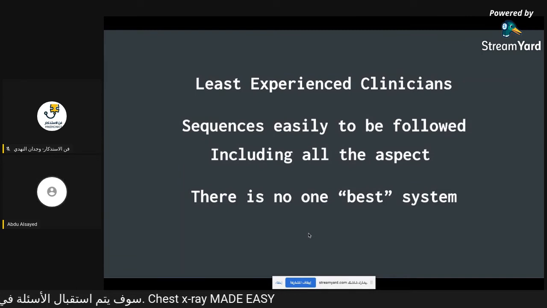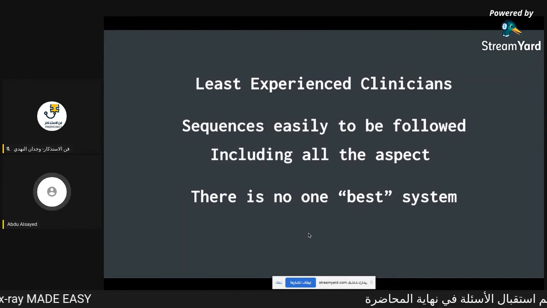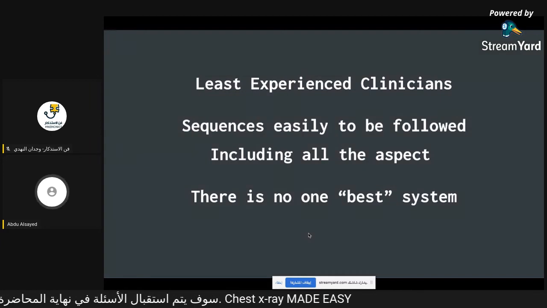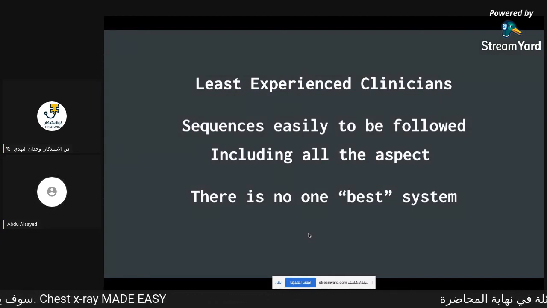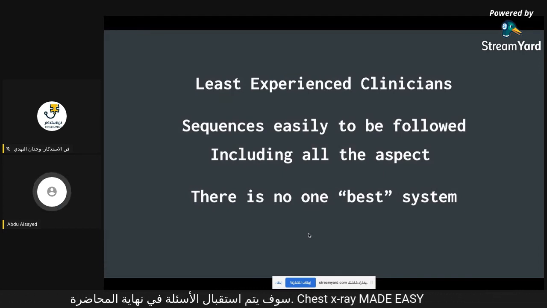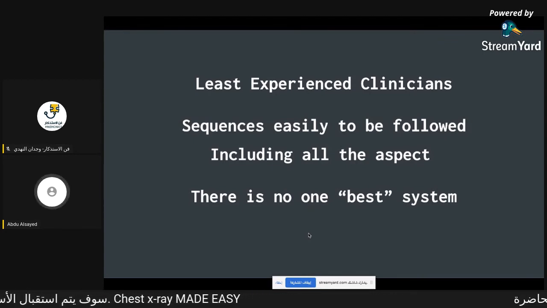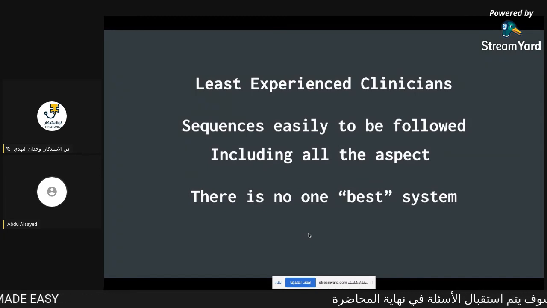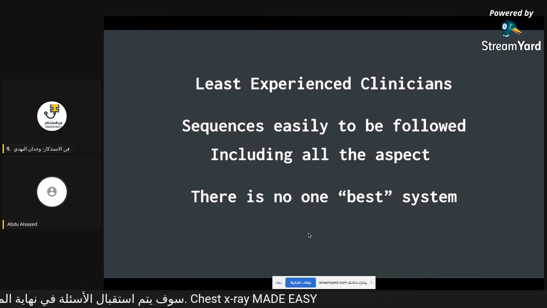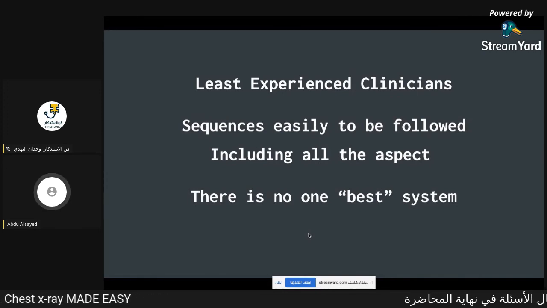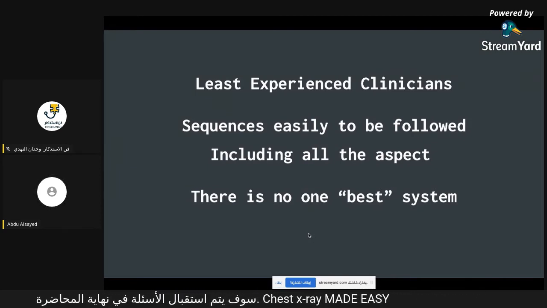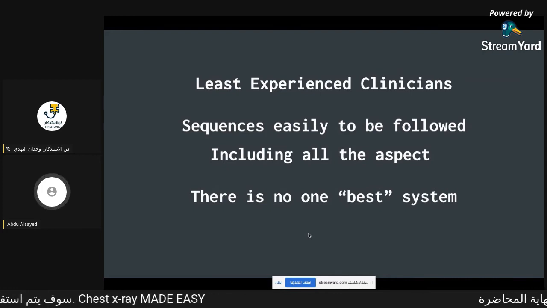The systematic approach is useful for who? For the least experienced clinician. You don't have to be a radiologist to read a chest X-ray. No. You can have a systematic approach. You can follow it. It can guide you. It can be easily followed. It can include all the aspects of the chest X-ray, from upper to lower, from inner to outer, from outer to outer. It can include everything. But please remember, there is no one best system. You can follow whatever you want to follow, but please be systematic. For that, you will not miss anything.